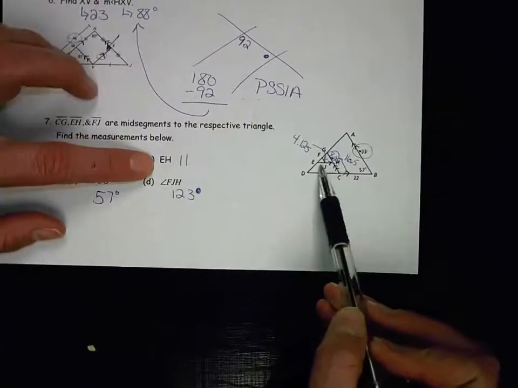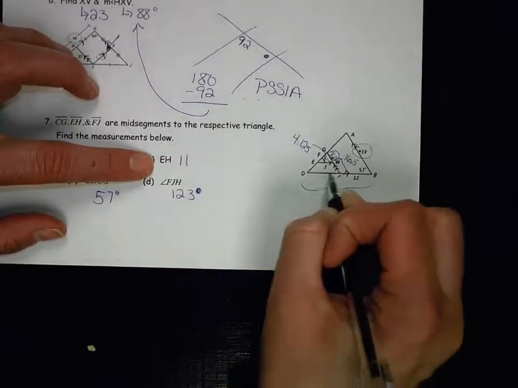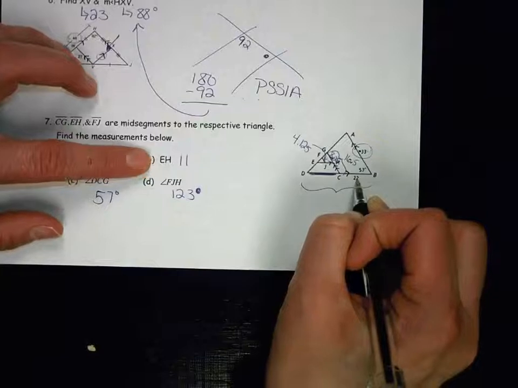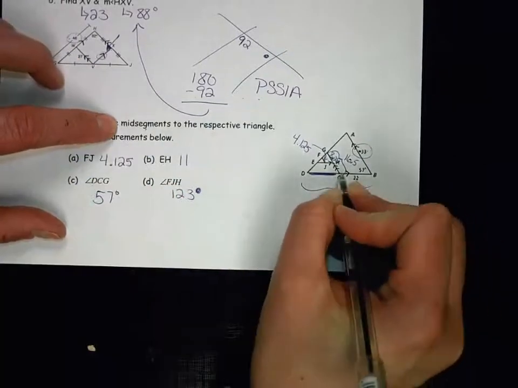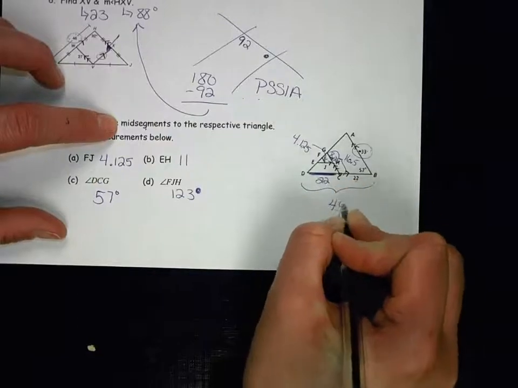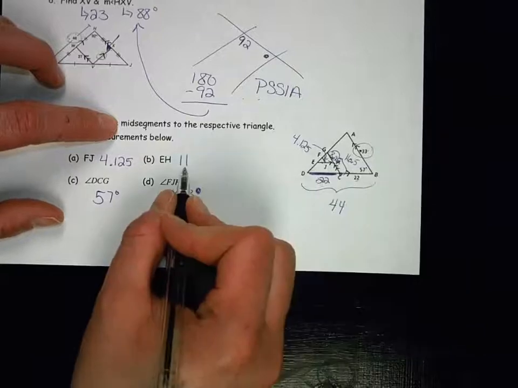EH, if you notice, that's the horizontal one, and you're going to be based off this one. Actually, no, you're based off this. Well, if this is 22, and if they're all mid-segments, which it tells you up here in the directions, if this is 22, then this is a midpoint. So this is 22, which means the whole thing is 44, but we need this. Half of 22 is 11.